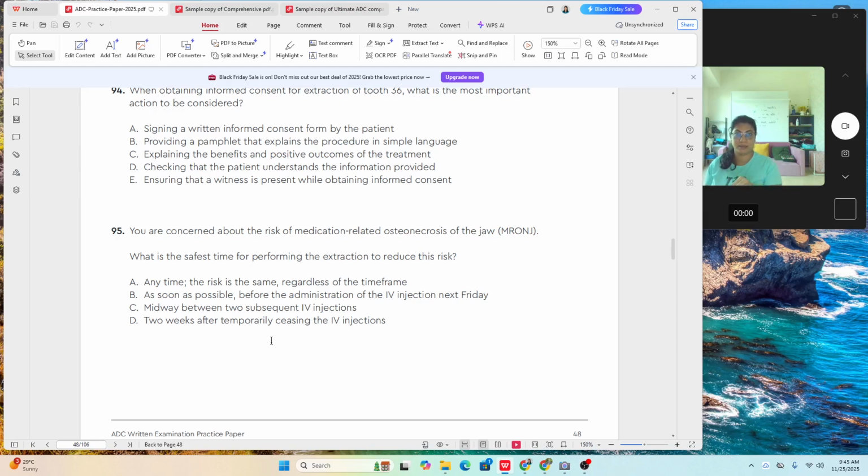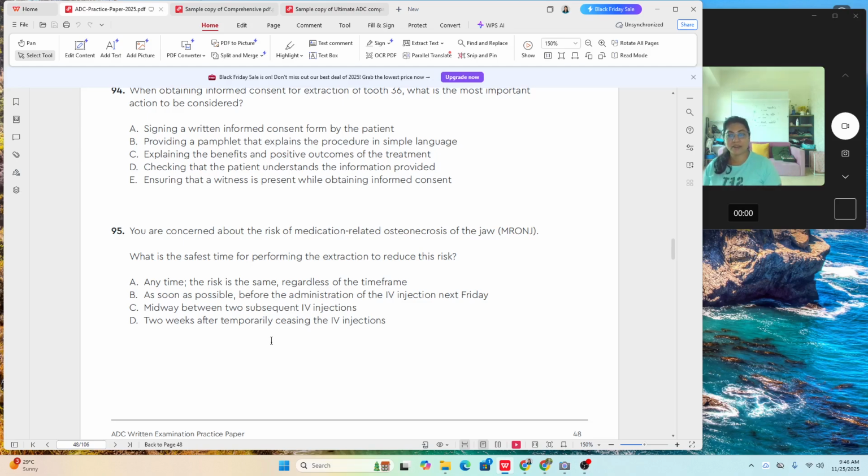But when the question is saying that the patient has not started IV, then it's better you extract it before, right? So that's why option B is better than option C. 2 weeks after temporarily ceasing the IV injections. Oh no, you are not going to cease anything. Like I said, the overall health is more important. Dental is a part of it, not the entire thing.